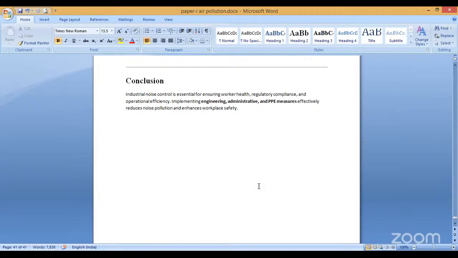Coming to the conclusion, industrial noise control is essential for ensuring workers' health, regulatory compliance, and operational efficiency. Implementing engineering, administrative, and PPE measures effectively reduces noise pollution and enhances workspace safety. These are all about noise pollution. Shall I repeat the chapters I discussed today one more time?